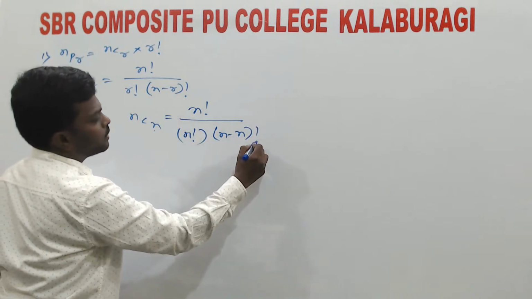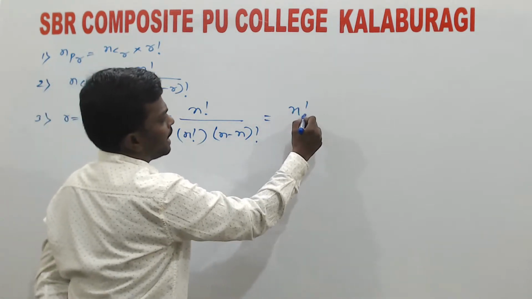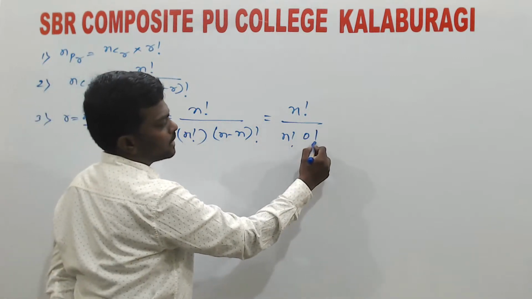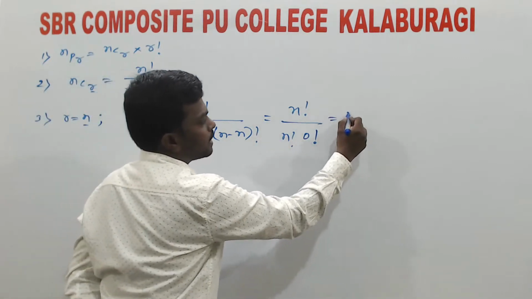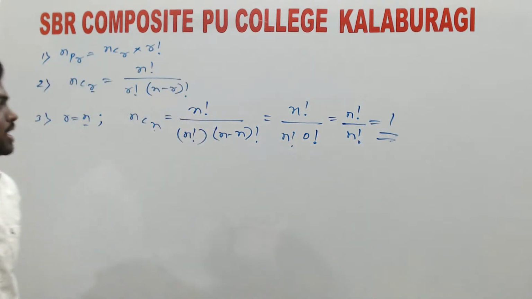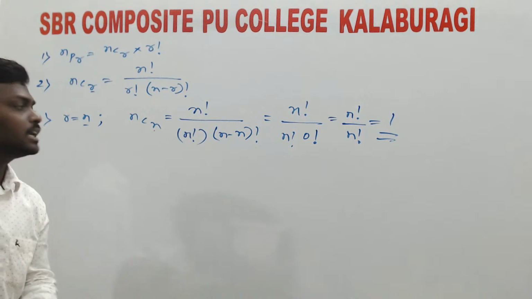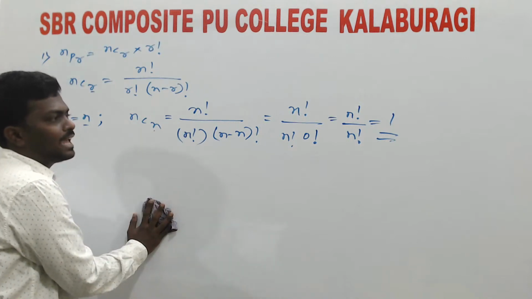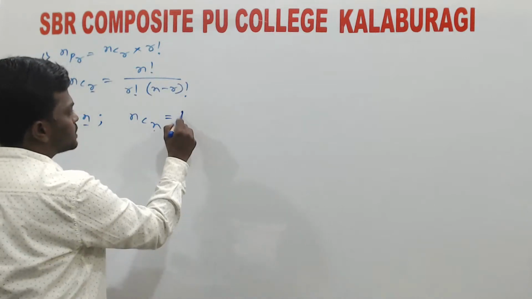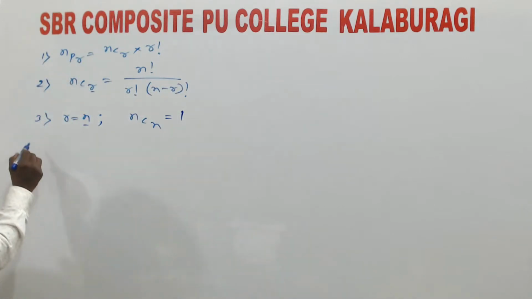into (n minus n) factorial, which is equal to n factorial by n factorial. n minus n is 0 factorial, and 0 factorial is 1. n factorial by n factorial is equal to 1. So nPn is n factorial, but nCn is 1. Is that clear?